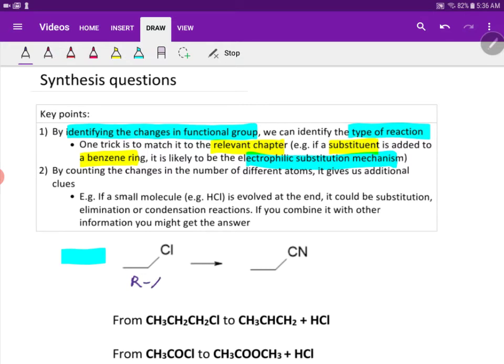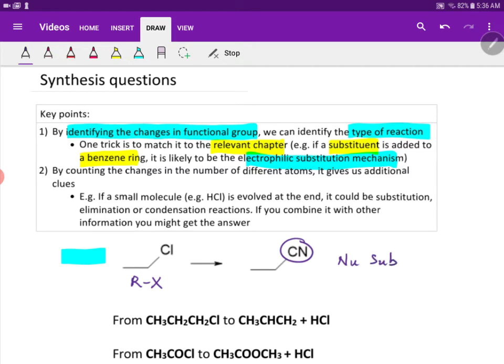If you take a look at this example over here, we know that this is an RX, so there's a high chance that it is either a nucleophilic substitution mechanism or an elimination reaction. We see that the Cl atom is replaced by this CN group, so it is most probably nucleophilic substitution.